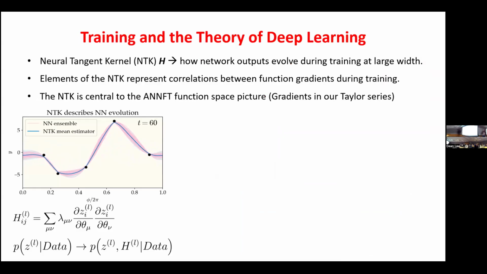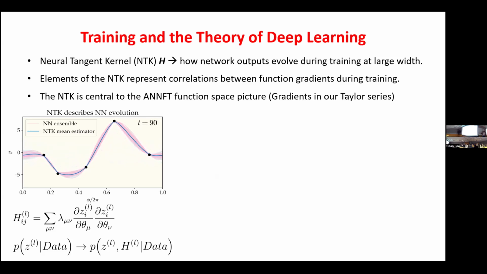Well, what we're going to have to do is look at our training dynamics and look at a quantity called the neural tangent kernel. So the neural tangent kernel is a quantity that talks about how neural networks evolve during training. And the elements of the neural tangent kernel basically represent correlations between function gradients when you're training these things. And so it's central to neural network field theory because when we think about our Taylor expansion, all of the gradients in that Taylor expansion are determined by the neural tangent kernel.